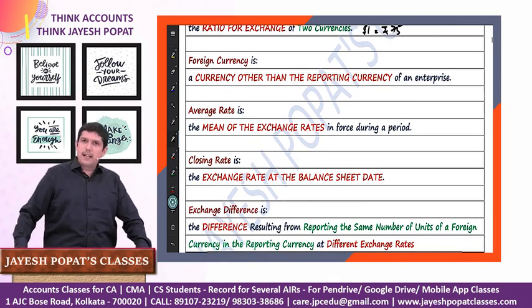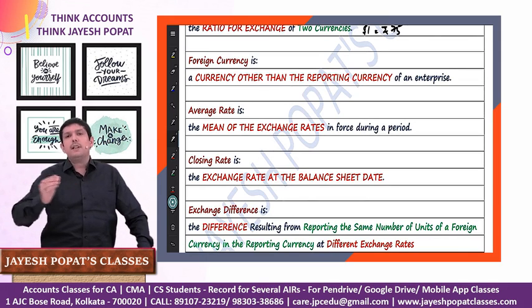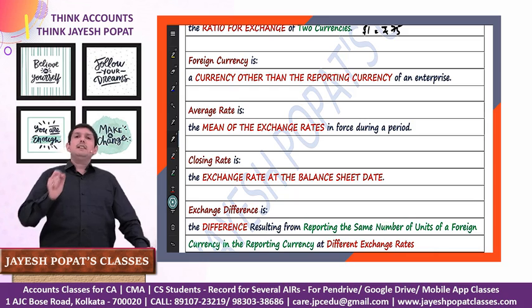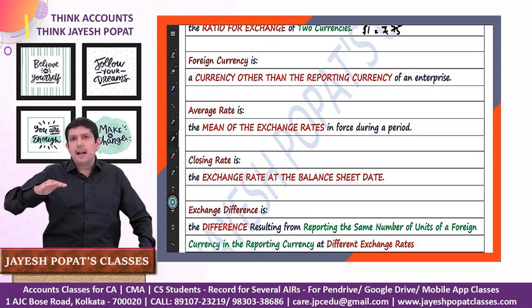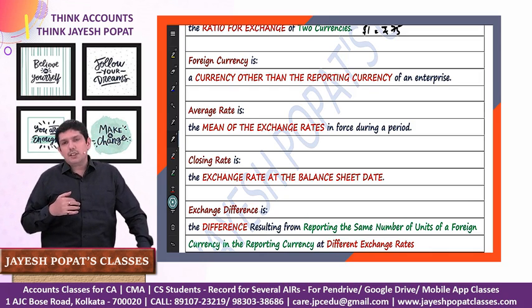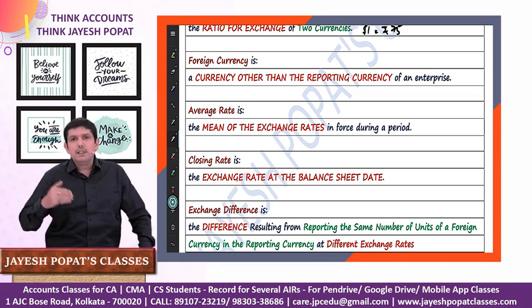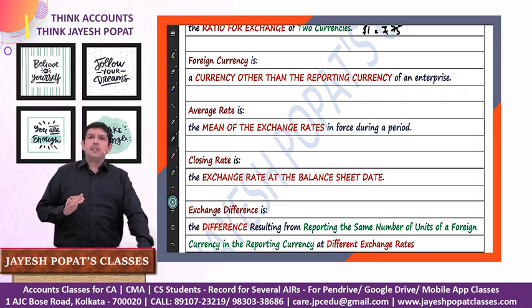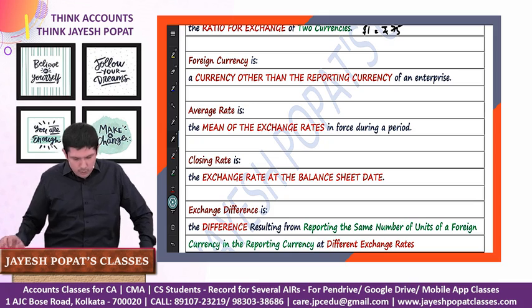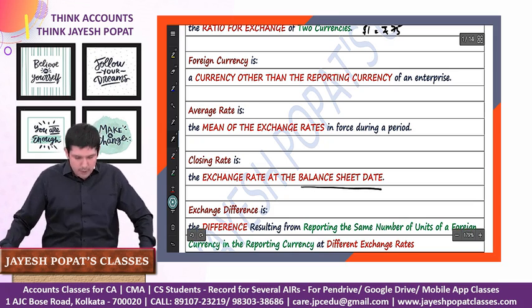Then we'll understand what is average rate. Average rate is basically the average of foreign exchange rate of a particular period of time. Then closing rate. Closing rate is the exchange rate which is there on the balance sheet date. In India, we prepare financial statement on 31st of March, right? That is the year end date. So the exchange rate which is there on 31st March will be treated as the closing rate. But if you are preparing financial statement on 31st December, the rate on 31st December will be treated as your closing rate, right? So the exchange rate on the balance sheet date will be treated as the closing rate.